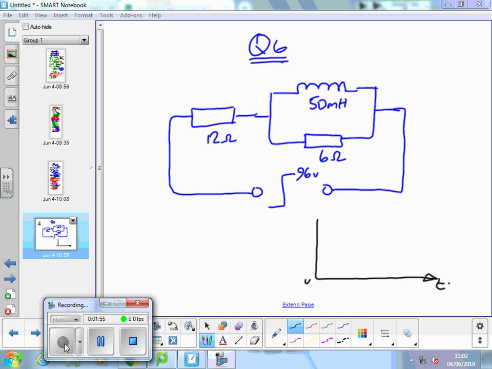At the instant we switch on, we've got 96 volts across those two resistors in series. So we're going to get some current flow through there straight away, 96 over 18. Agreed? Everyone listening? This will really help. So 96 over 18 is 5 1/3. So we're going to start off at 5 1/3 amps the instant you turn on.